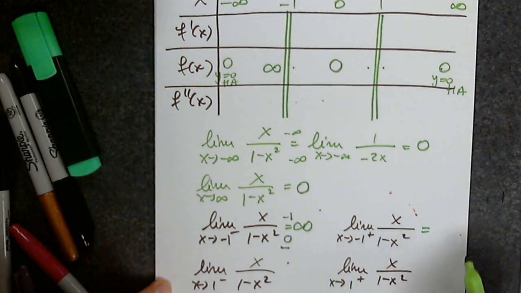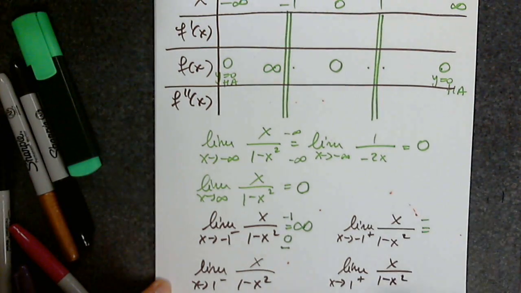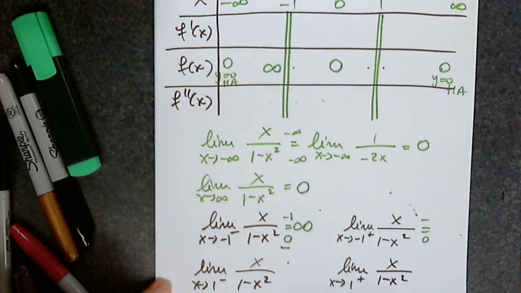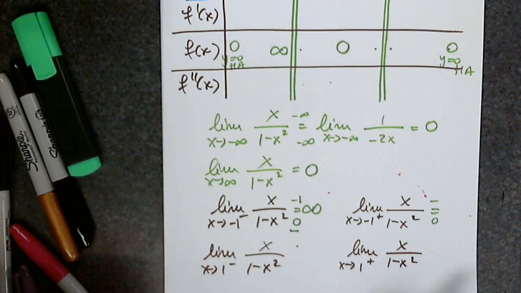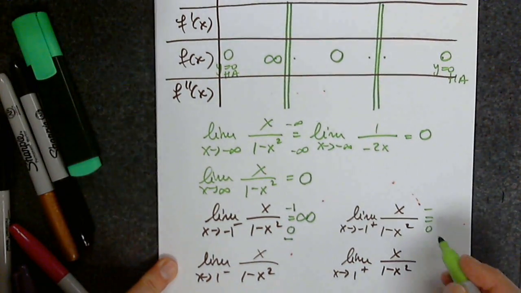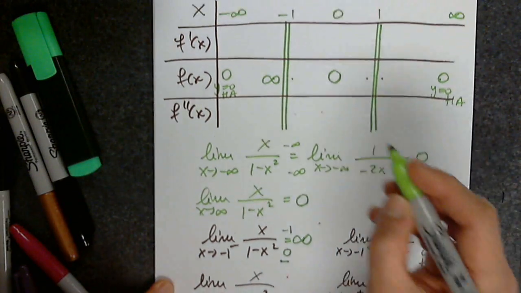Okay, on the right-hand side of that asymptote, the numerator is still negative. The denominator is still 0. But now, -1 from the right-hand side is -0.9. 1 minus 0.9 squared. Is that positive or negative? That's all I care about. Positive. So then this is negative infinity.